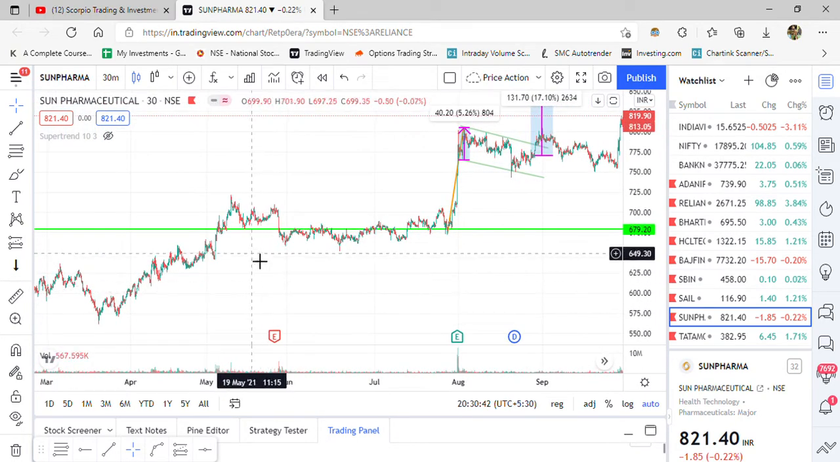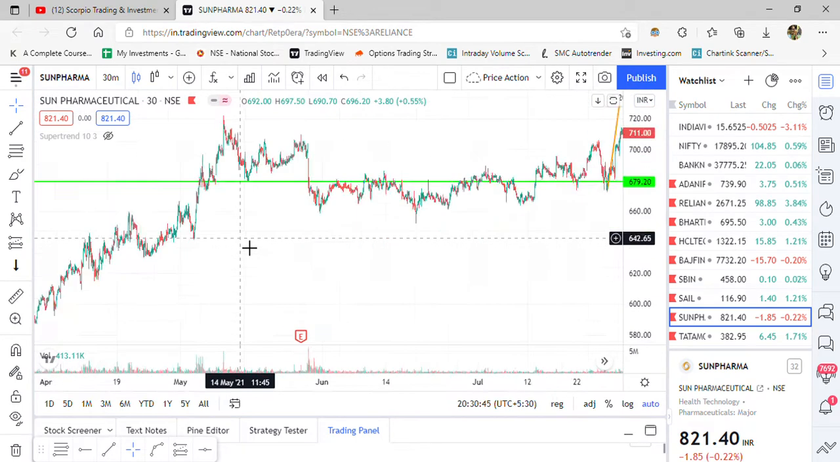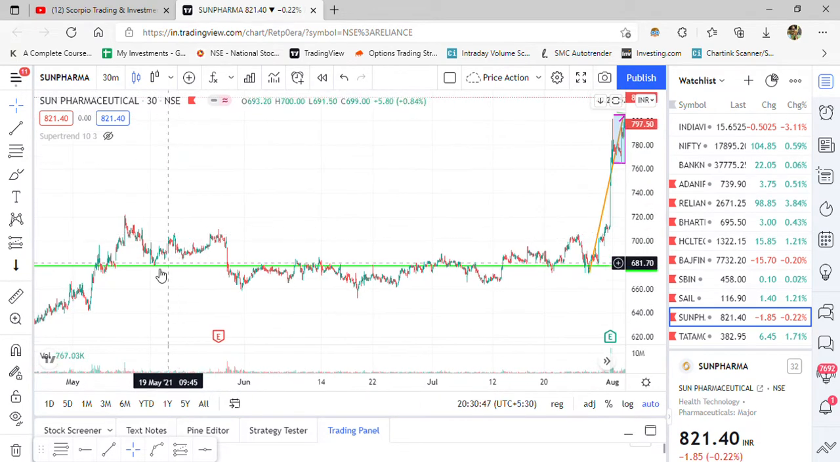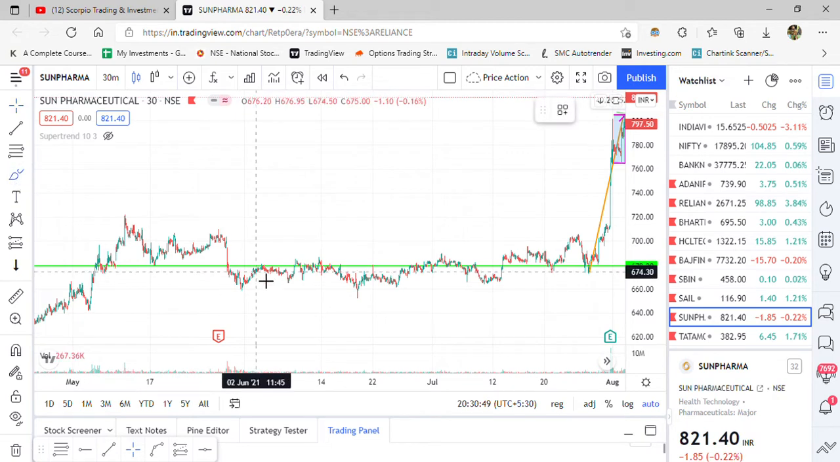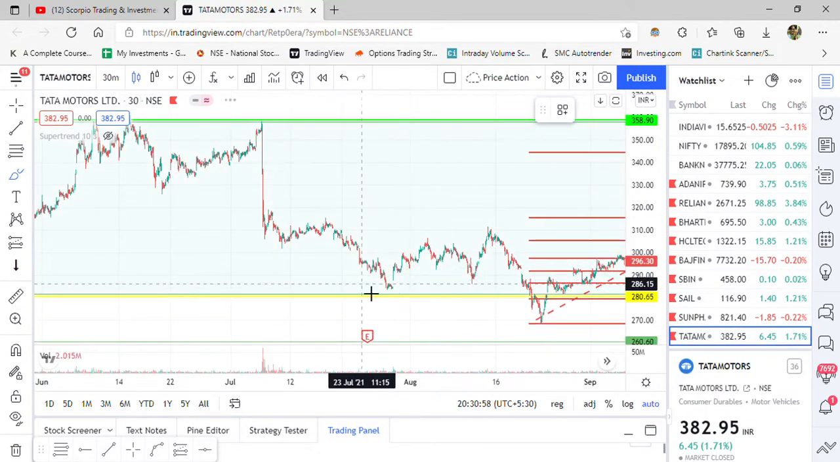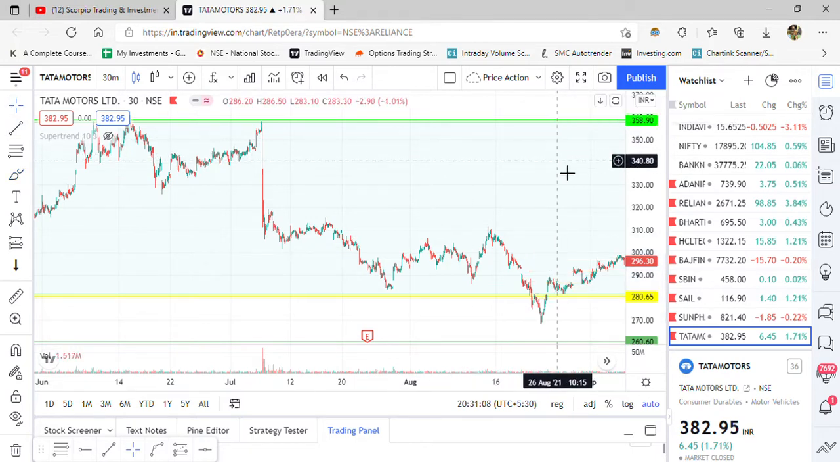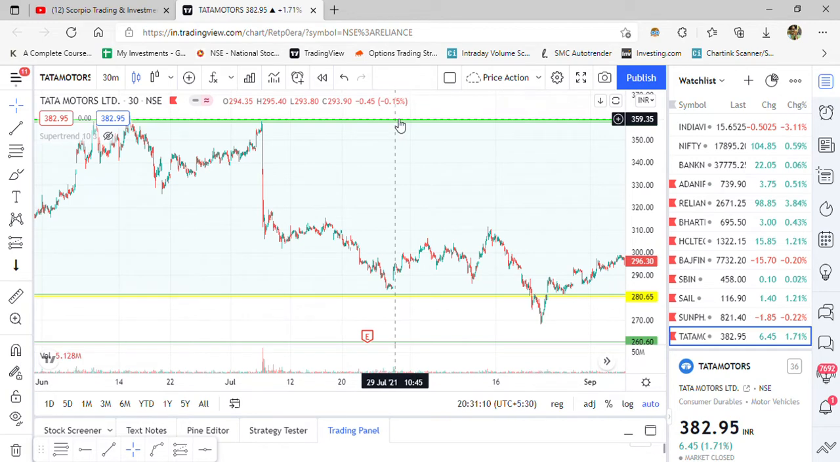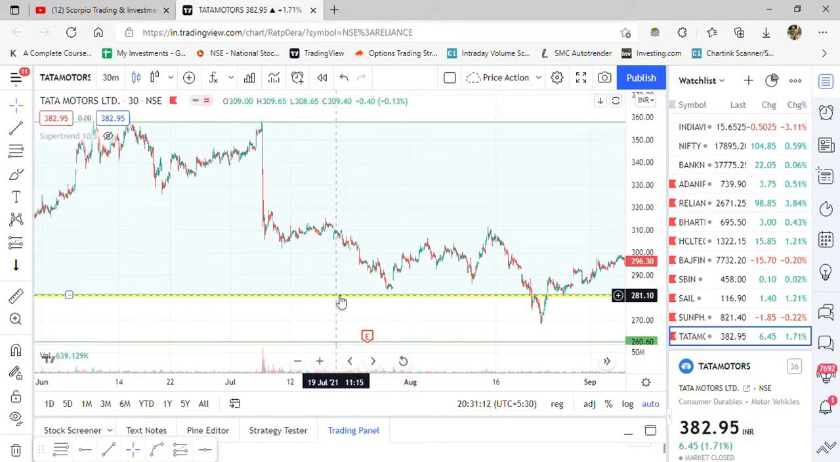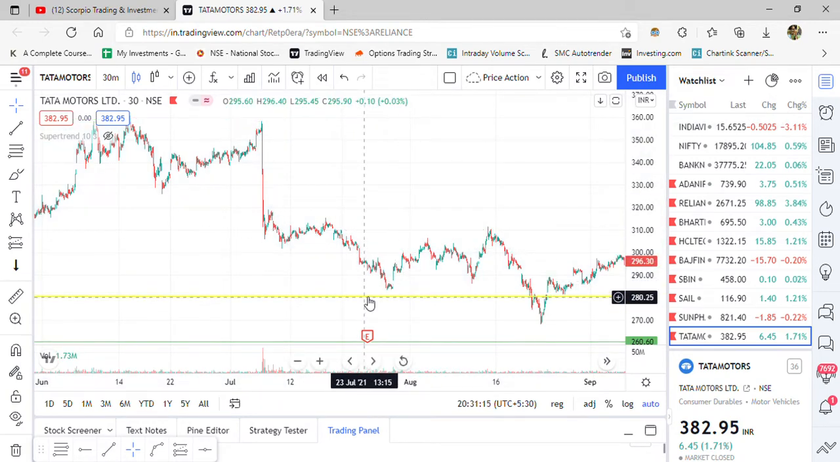Sun Pharma, same way, initially support, then became resistance line, then support, then again resistance, and then finally it went up. I'll just delete the previous markings so that I can make you understand better.